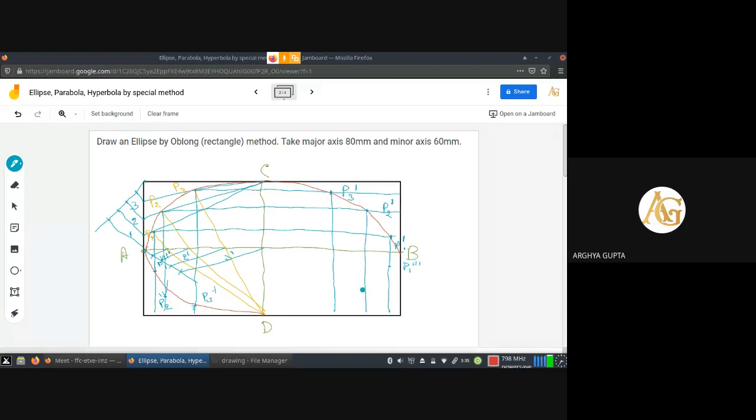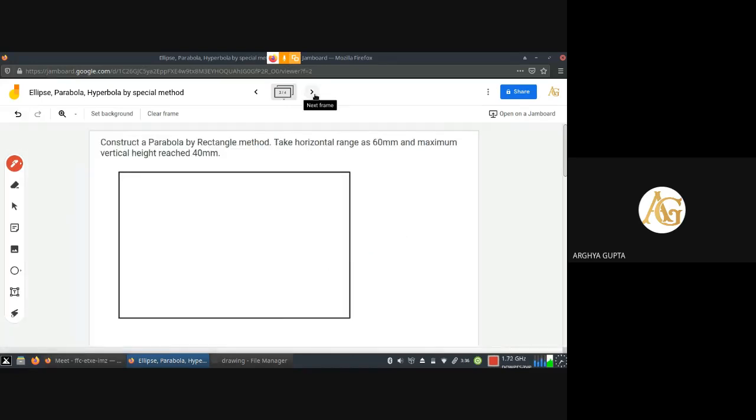Then the distance of P2, it is P2 triple dash. Then P3 from line AB, this will have to be marked. So P3 triple dash. Now if we join all the points with the help of freehand or French curve, then the remaining portion of the curve will be found. Hence the construction of the ellipse is completed. Now let us move to the third diagram.